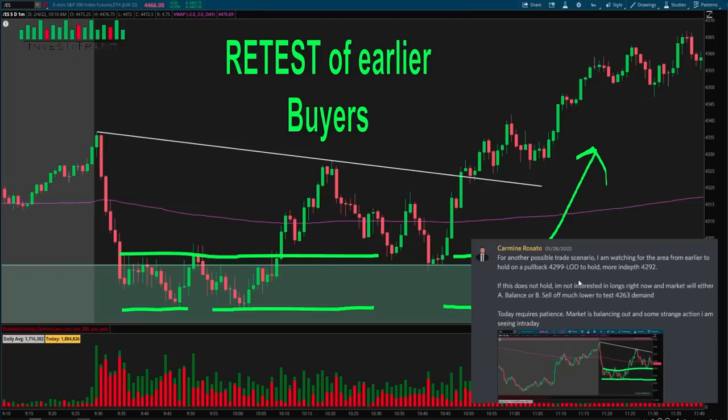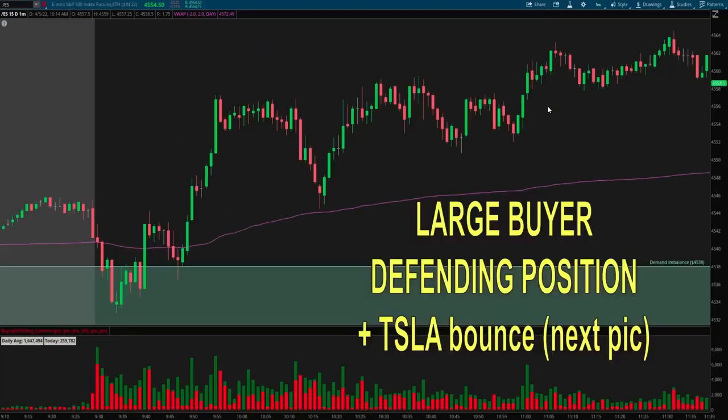And in the Discord, I said a possible trade scenario I'm watching for is the area to hold on a pullback, 4,299, the low of the day. If this does not hold, I'm not interested in longs, as the market will either balance or sell off. We pulled back into this 4,299, and we found a nice rally out of that area. Okay, this was another setup, and this was a very, very interesting one because this was extremely large size.